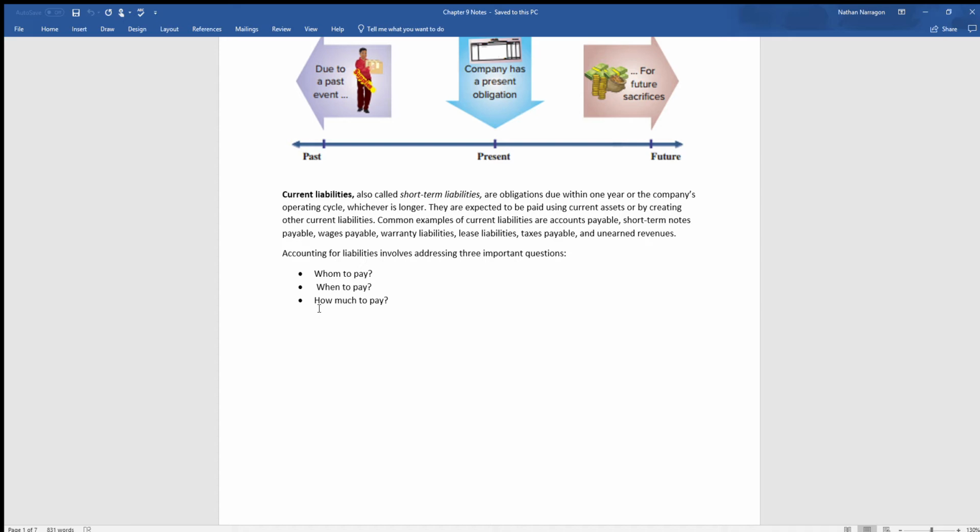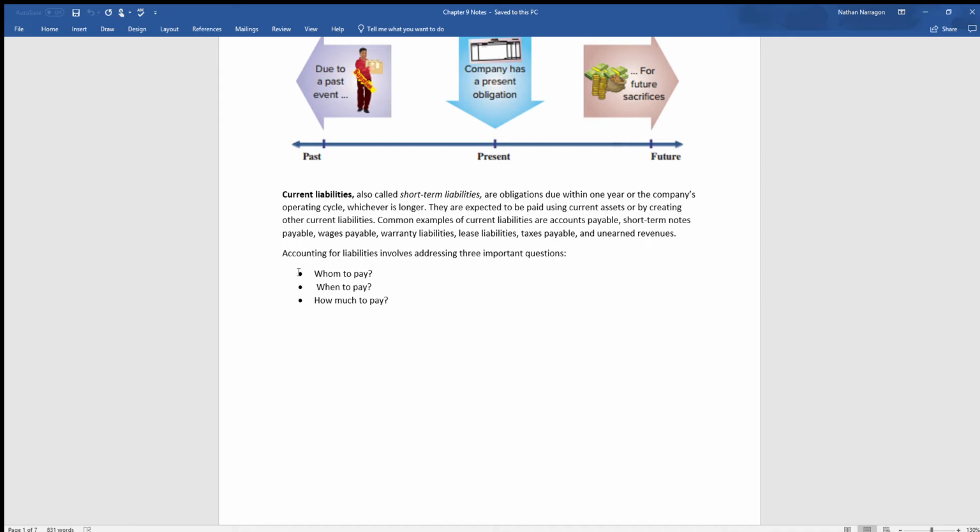So those are some current liabilities that we know of, but we always have to address 3 important questions. And those 3 are: 1, whom to pay? Who are we paying? When to pay? When is it due by? Is it due by the end of the month if it's a typical utility bill, like the electric company? How much to pay? Well, the bill should say how much to pay. Or if it's a loan, it's going to be a certain payment. So those are the 3 big ones.